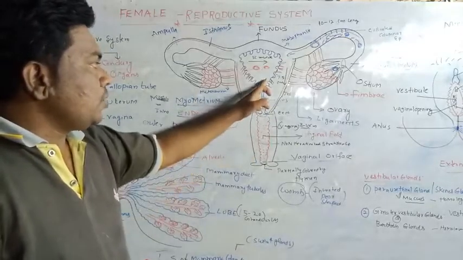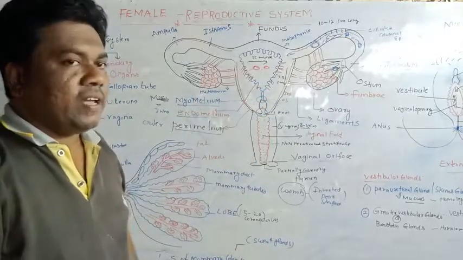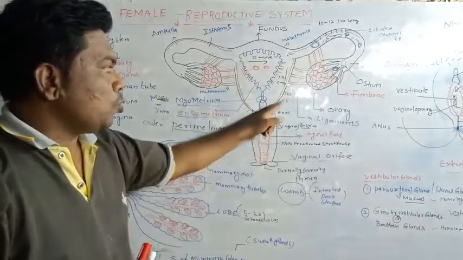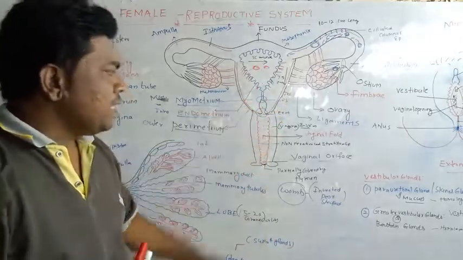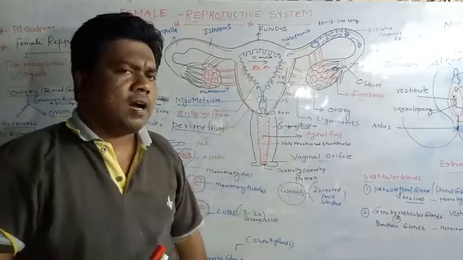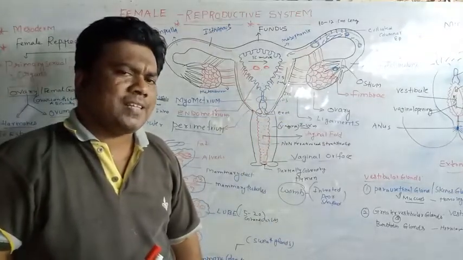This uterus opens into a canal called the cervical canal. The cervical canal has 2 openings: the internal os and the external os. It opens into another part, that is called the vagina.